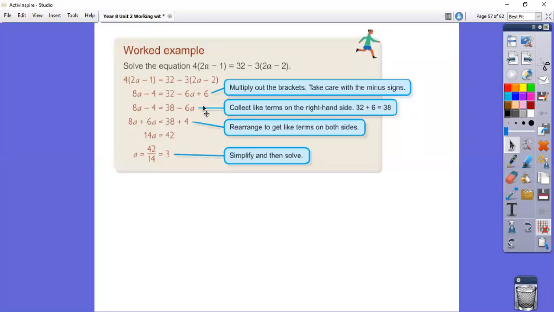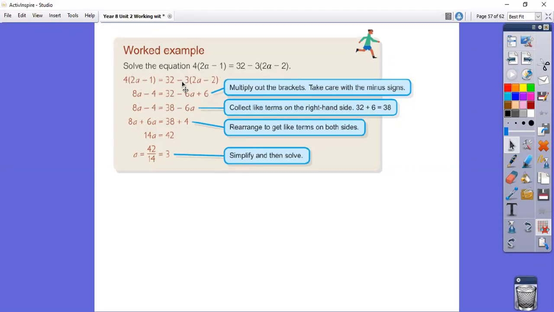So here we have a worked example. It says solve the equation 4(2a - 1) = 32 - 3(2a - 2). Step 1 is to multiply out the brackets and watch out for the negative minus signs. So 4 times 2a is 8a, 4 times negative 1 is negative 4.